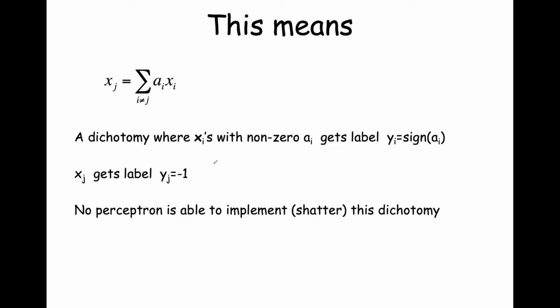Have an assignment of +1, -1 to all the xi's that contribute to the value of xj. And then xj we're going to fix to have a label yj that's -1. And now we say no perceptron is able to implement or shatter this particular dichotomy defined thusly. And so we're going to prove that is the case in order to show that no d+2 data points can be shattered by the perceptron.